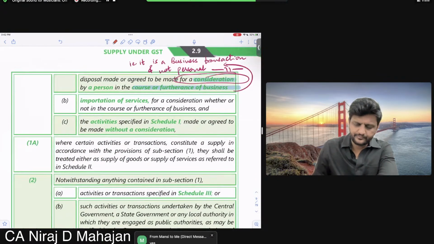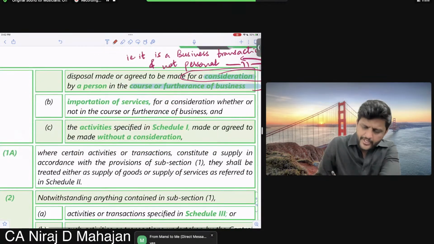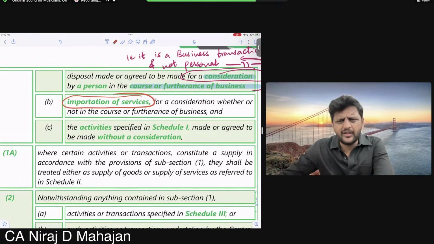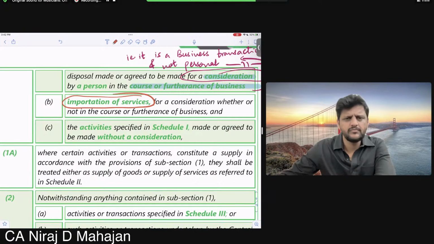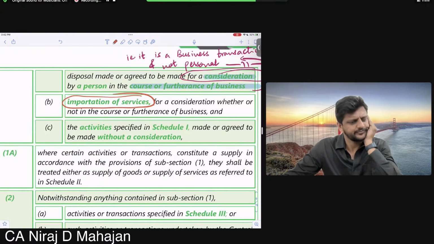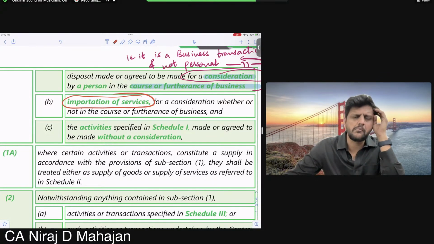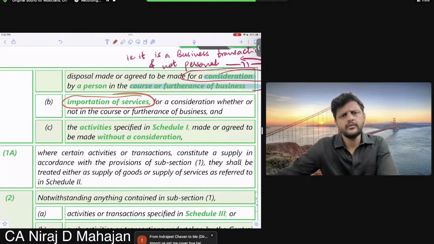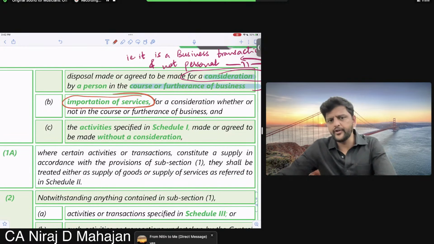Second part. Understand, please? Import of services. Now, why on import are we calling it a supply? What is the connection of import and GST? What had we discussed a little bit? Correct? We charge GST even on import. Agreed or no? You have written that on the first or second page itself.